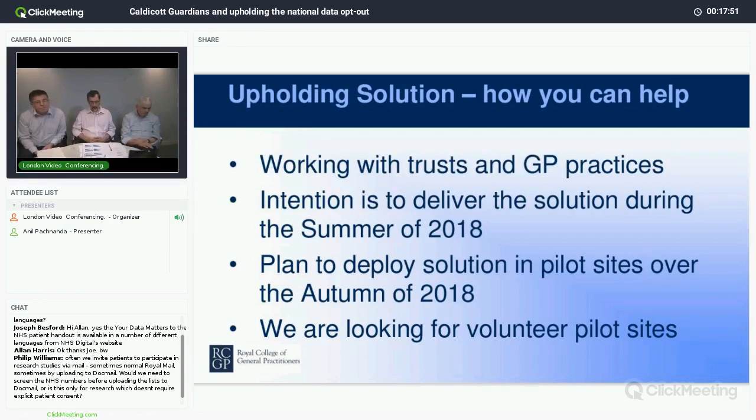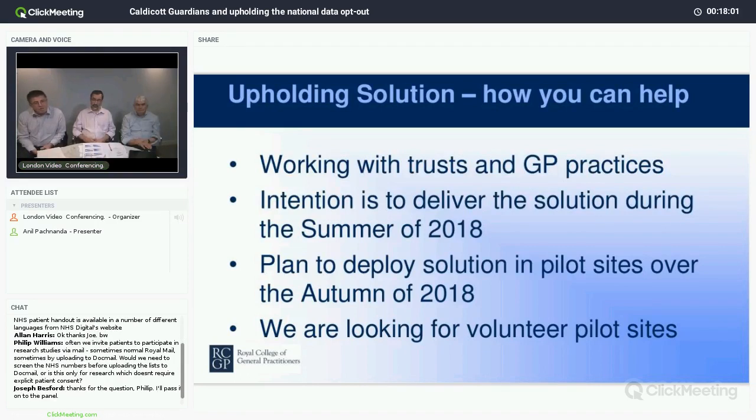So then we're looking to run the pilot service over a 3-month period, running from the beginning of September through to the end of November. And although we've got about 30 organisations across trusts and GP practices, we are still keen to work with as many as possible. So if any of you are interested in getting involved at this stage, we'd be very keen to hear from you.